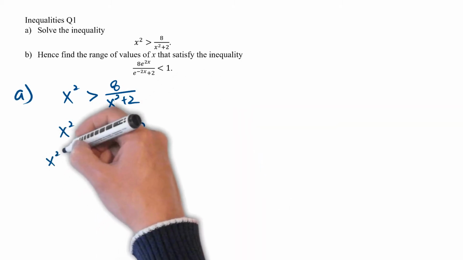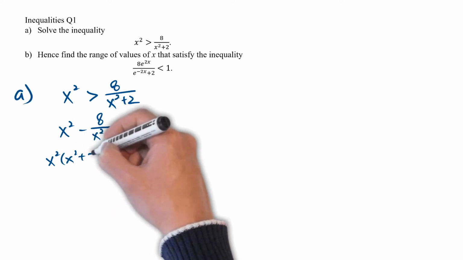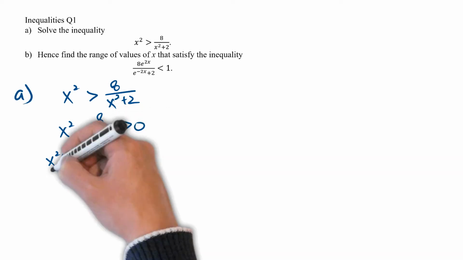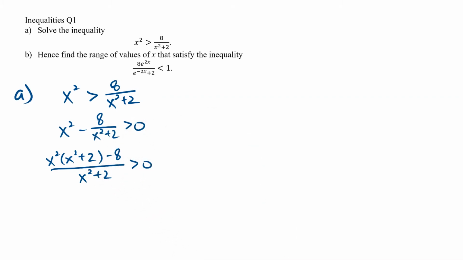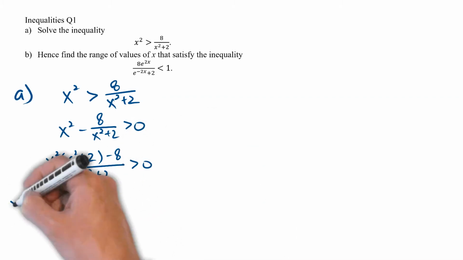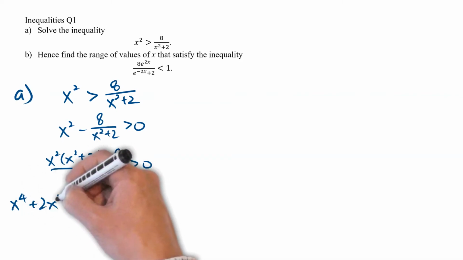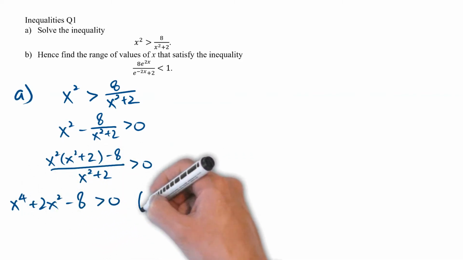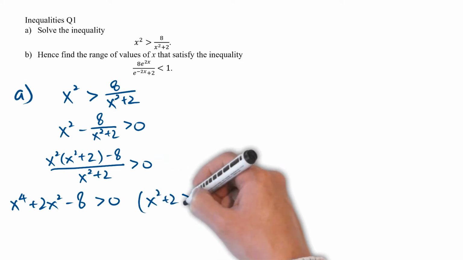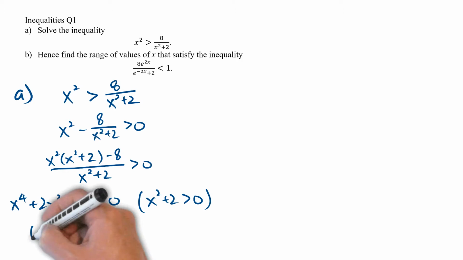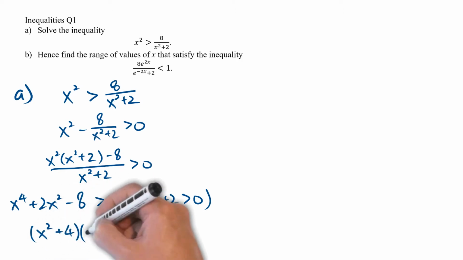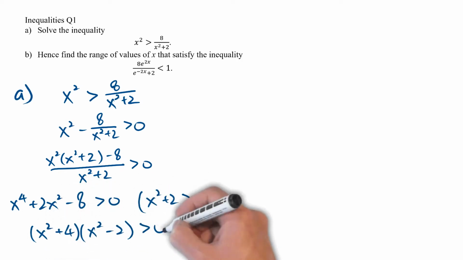Next, we can combine the fractions to get x squared times x squared plus 2 minus 8 over x squared plus 2 greater than 0, which we can then expand and simplify to get x power 4 plus 2x squared minus 8 more than 0. By right, it should still be a fraction with x squared plus 2 at the bottom, but we know that x squared plus 2 is definitely positive, and therefore we can cross multiply it over to the other side to get rid of it. And this leaves us with x squared plus 4 times x squared minus 2 greater than 0.